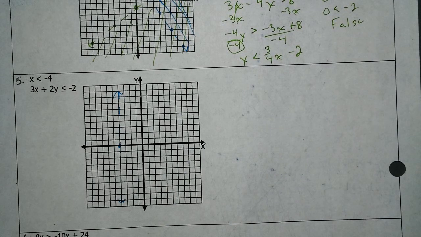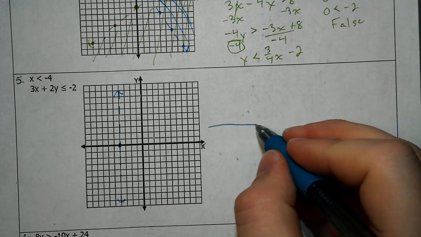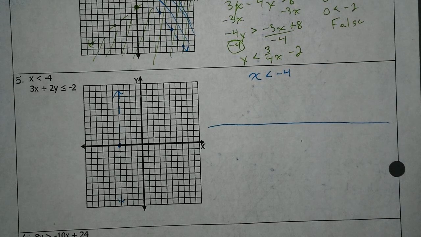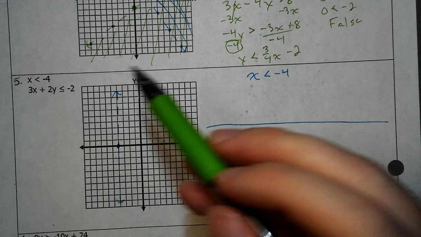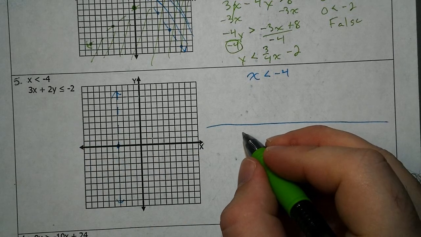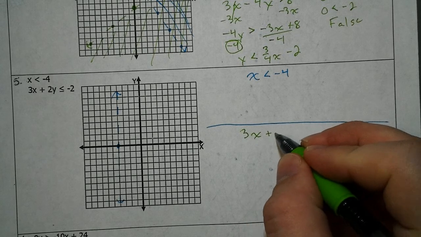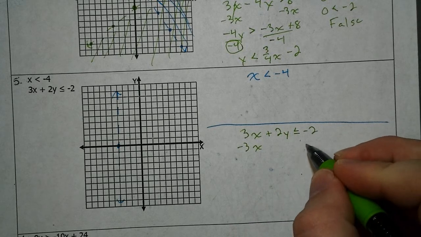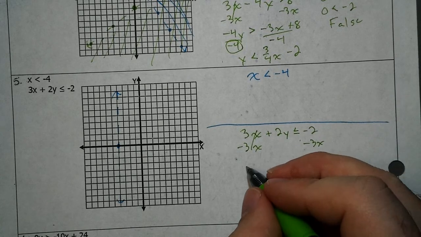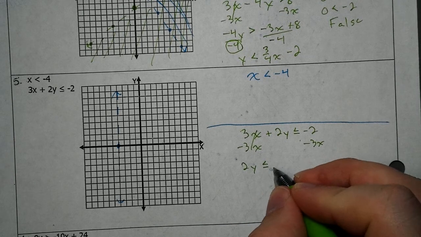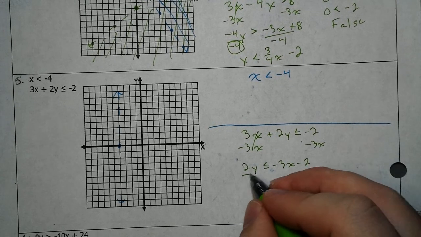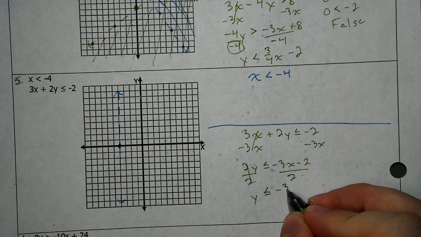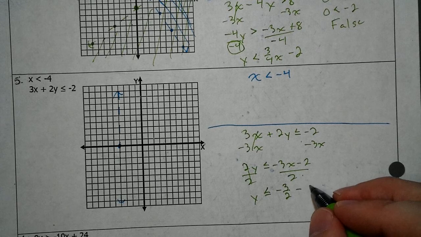Now for my other one, we've just got an equation in standard form, so an inequality in standard form. So let's change it into y equals. Move our x, bring everything down, divide by y. We get y is less than or equal to -3/2 x minus 1.